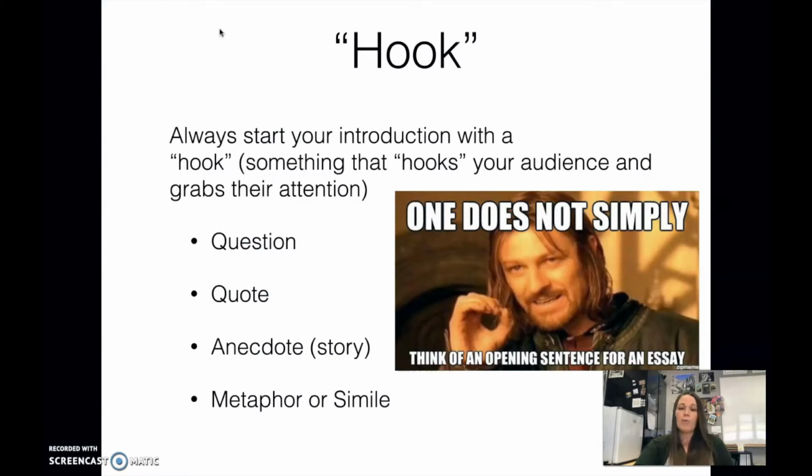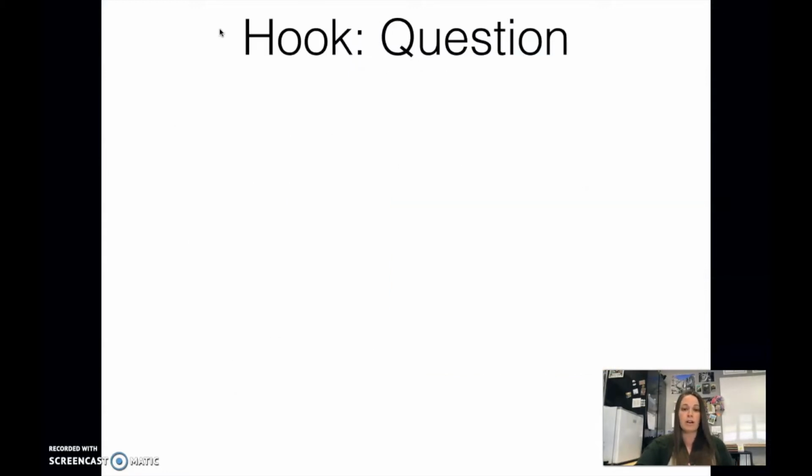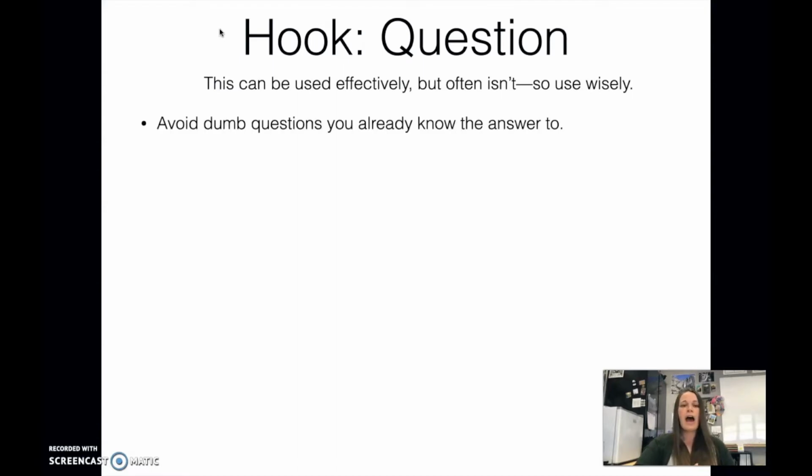So, in terms of a hook, you could start with a question. Your very first line of your essay could be a question. This can be a really effective way to hook your reader, but it often is not. So you have to be really careful about what kinds of questions you ask. You want to avoid dumb questions that everybody already knows the answer to. So here are some bad examples of questions, okay?